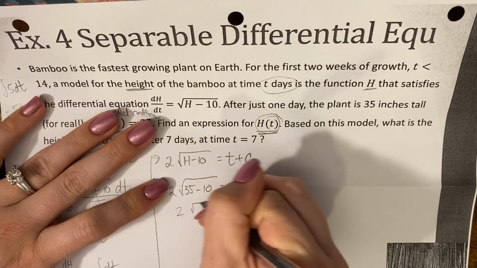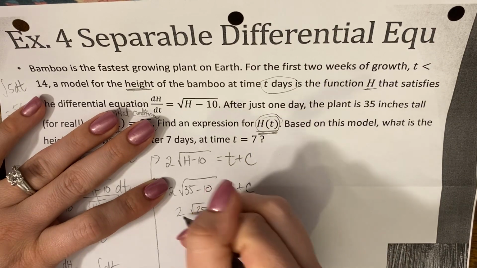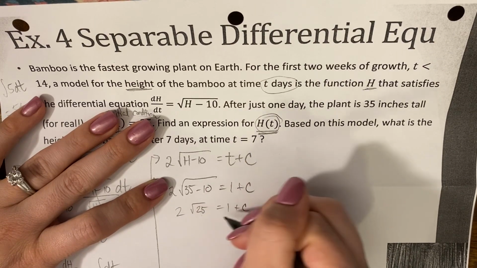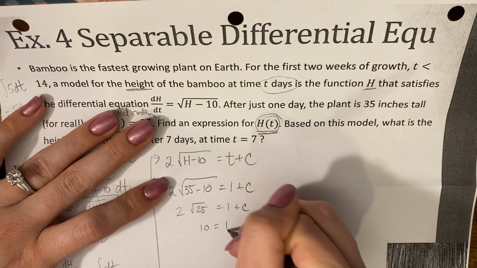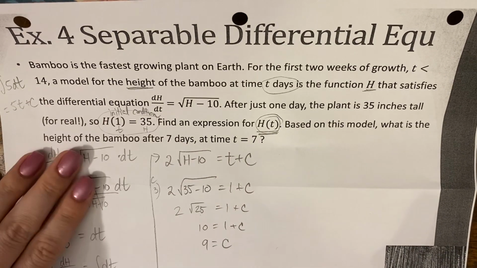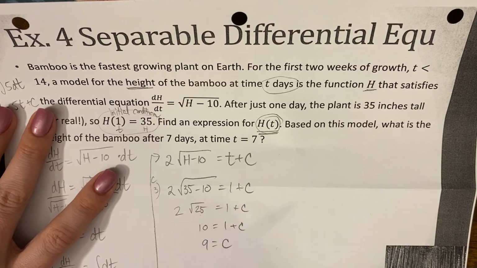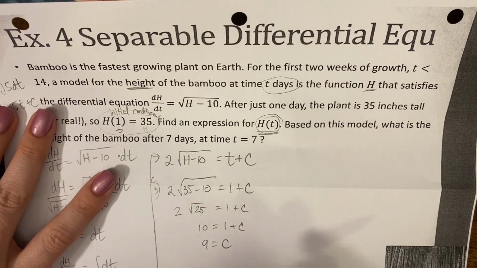So I get 2 root 25 equals 1 plus c. I get 2 times 5, which is 10. Subtract 1 from both sides, and I get c equals 9. At this point, if you get a perfect square underneath the square root, you should say, I'm probably doing something right. Probably. Okay, so this is my c.